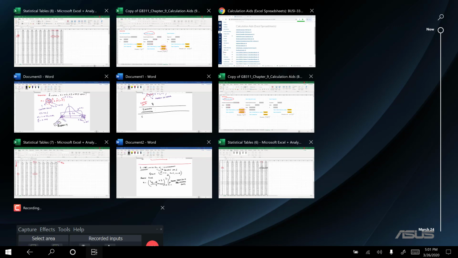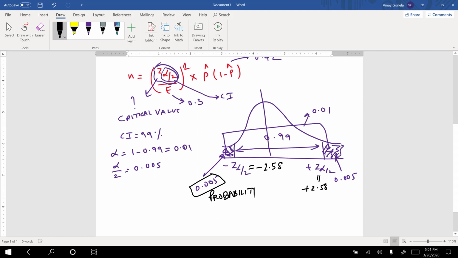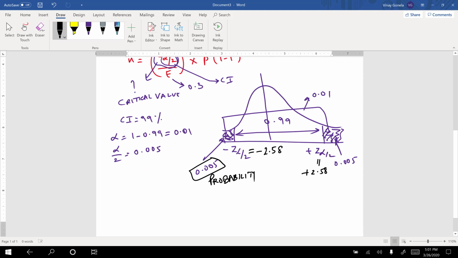So let me go and look at, okay, so let me go and see this. This part is negative 2.58 and this will be positive 2.58. So I will substitute those values into our formula.